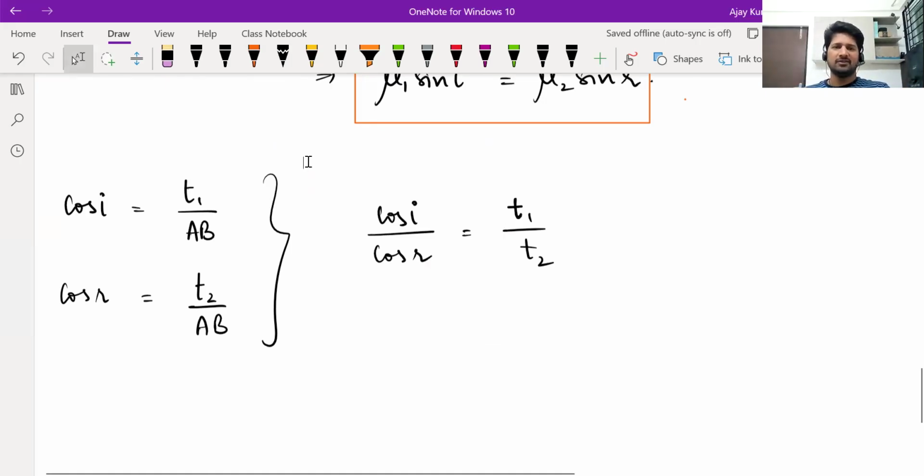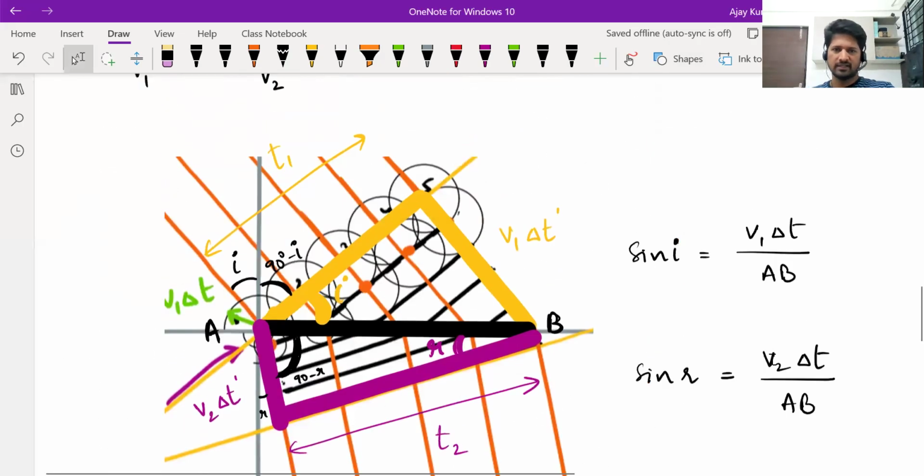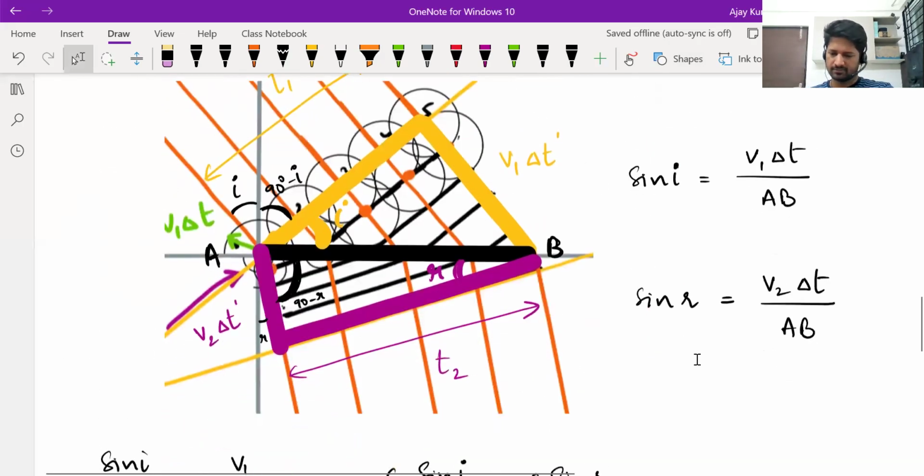Is this clear to all of you? Simple trigonometry is what you are expected to use. Okay, look at these triangles once again. Ask if you have any doubts.